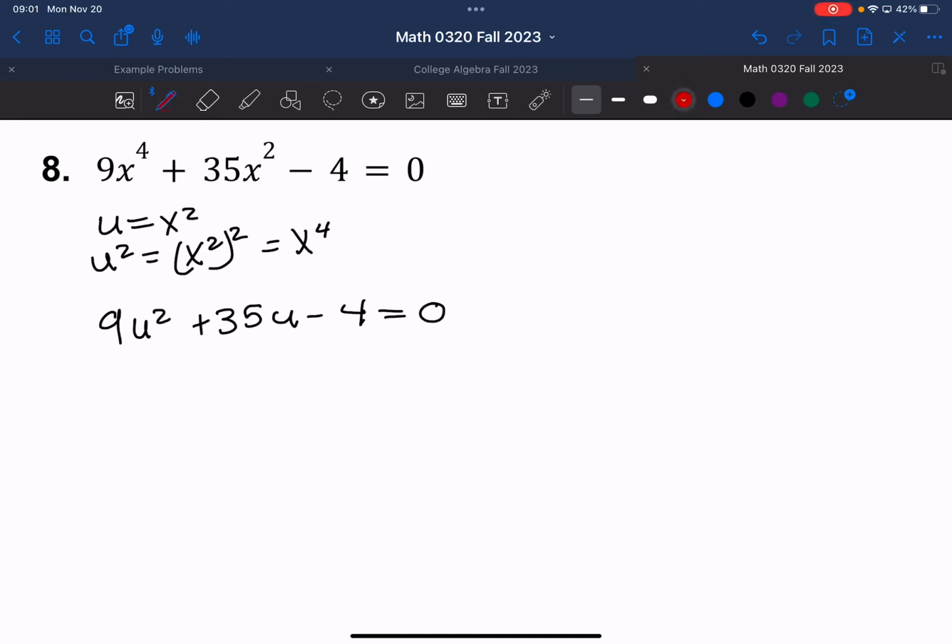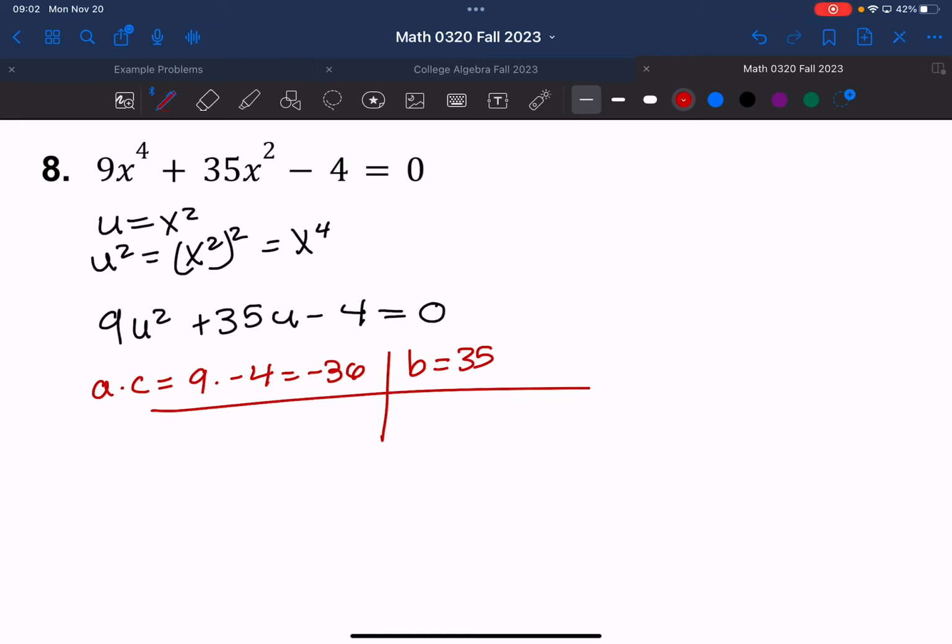Okay, so now we're doing the AC method. So A times C in this case is what? Negative 36, because 9 times negative 4 is negative 36, and our B value is 35. So what are 2 numbers that multiply to negative 36 but add to 35? Good, 36 and negative 1, right? Because we want that negative 36, and then when we add that, we get a 35.